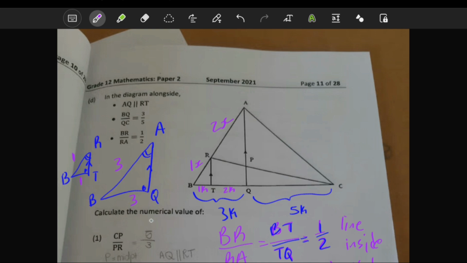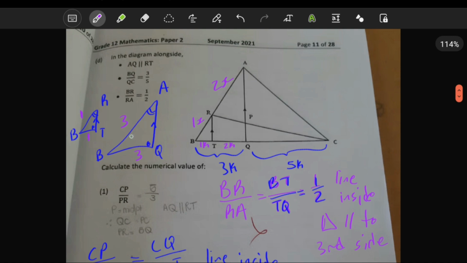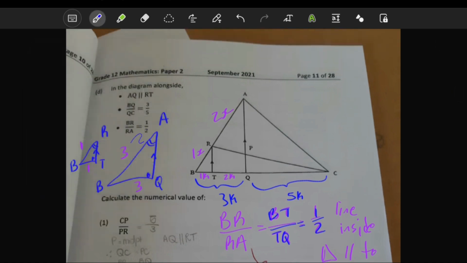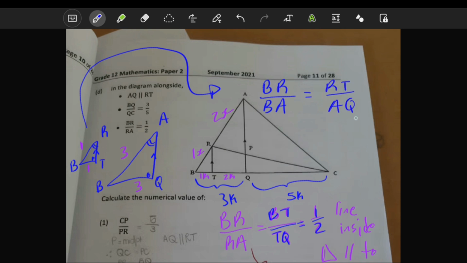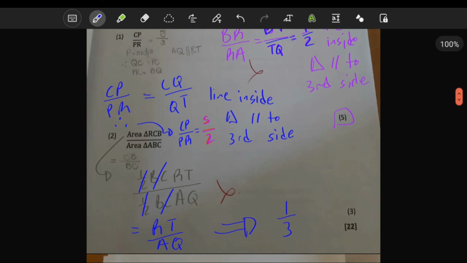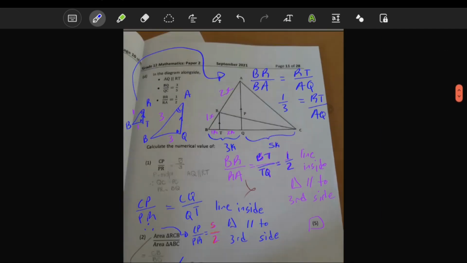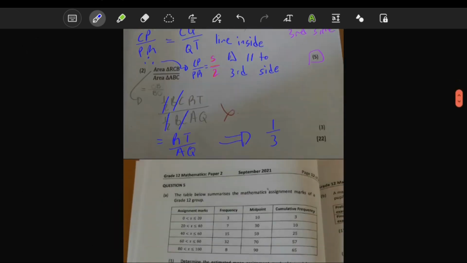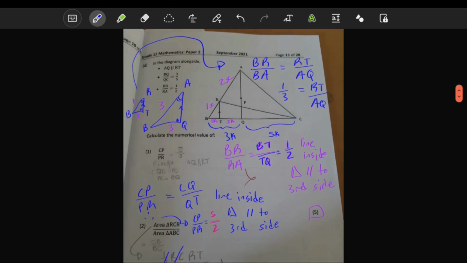Looking at these two triangles as a ratio, just because of how ratios work, we can say BR from the small triangle over BA equals RT over AQ for the big one. BR is just 1, and BA here is just 3. So our ratio RT over AQ is just 1 over 3. We're getting that from what we said up here. So that is that.